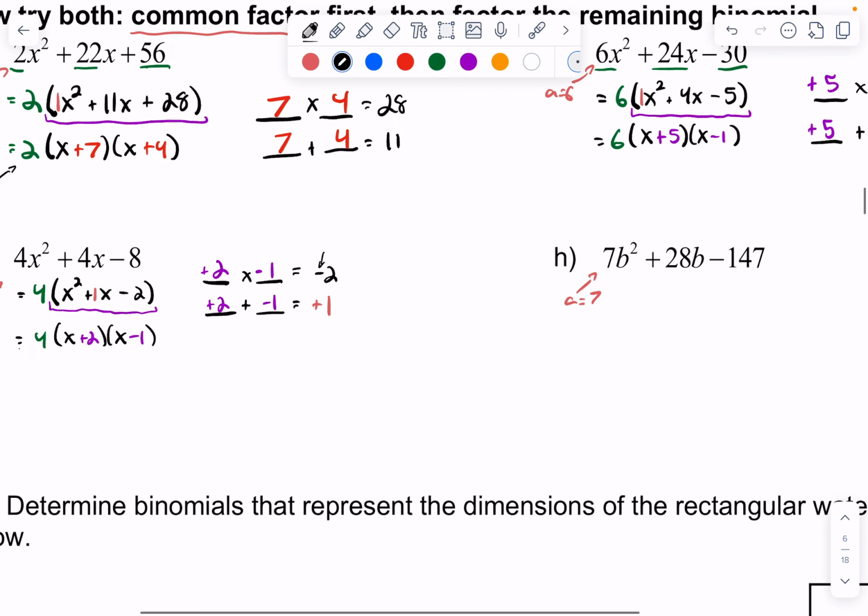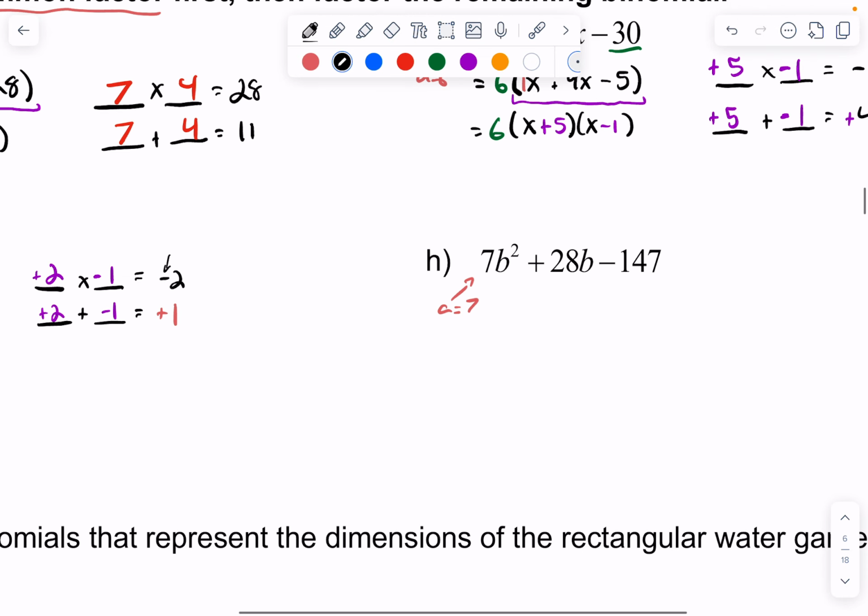All right, last one. So get rid of that 7, check. Can I divide this by 7, this by 7? Yes. Even though it's a bigger number, yes, you can. But it's okay, pull out your calculator.